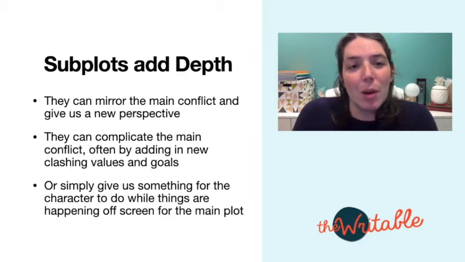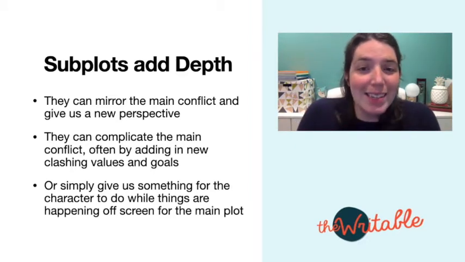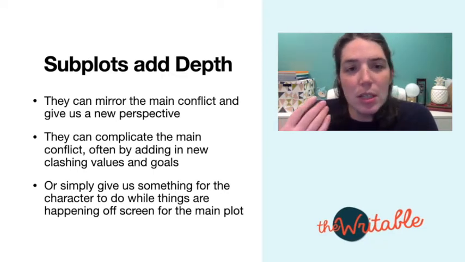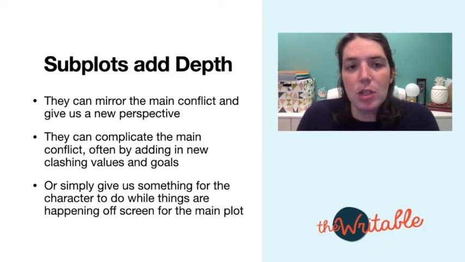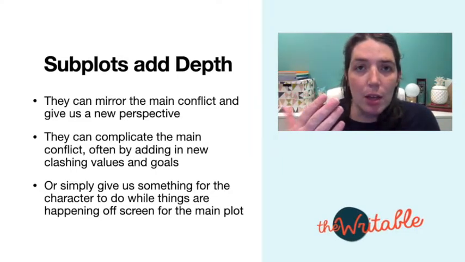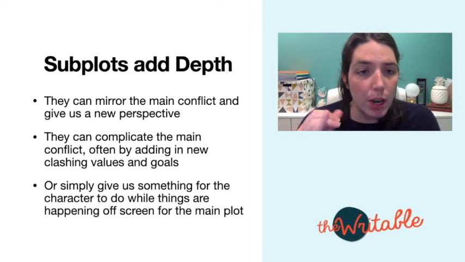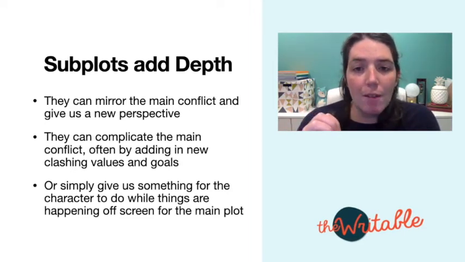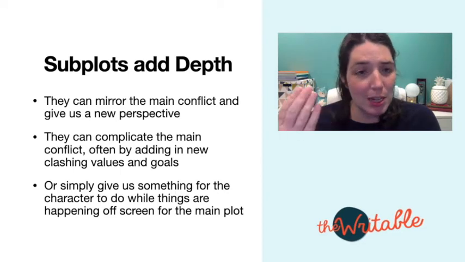They're adding more interest to the story and to the character. So one thing that they do is oftentimes the subplot will mirror the main conflict and will give us a different perspective. So you might have a situation where one character's having a conflict with another character. Maybe that's the main conflict, but one of the subplots is that they're having an opposite conflict with another character, and so they're starting to see the perspective from both sides.